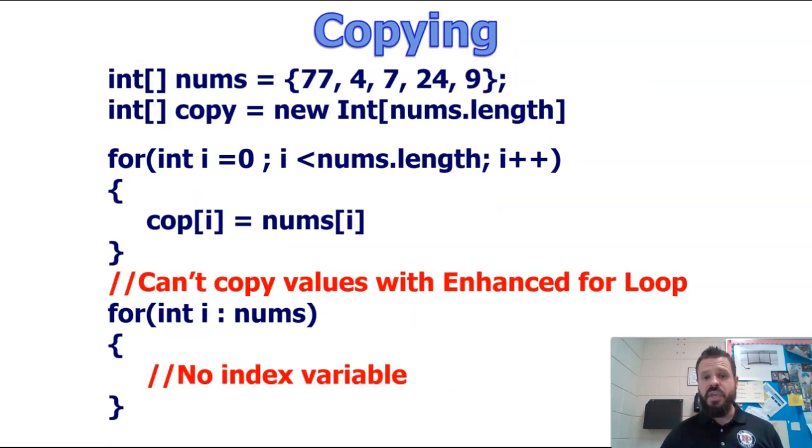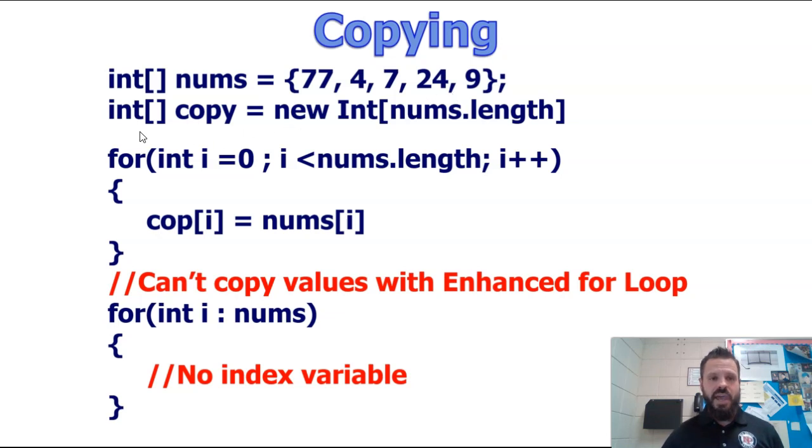Now there's going to be certain things that a for each loop can't do. For example, copying array elements. So again, this is a typical pattern we have. Let's say we have an int array called nums filled with some ints. And we want to make a copy of that array without just copying the reference, but actually copying the elements. We have two separate arrays.